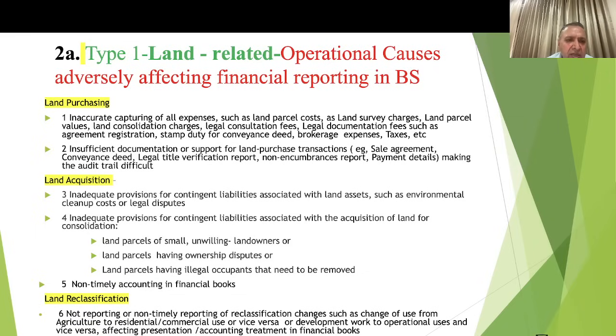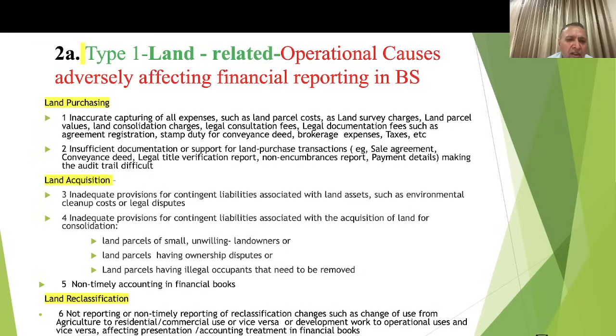Similarly, for land acquisition, inadequate provision for the contingent liability associated with the land assets such as environmental cleanup costs or legal dispute, these need to be properly accounted for. Similarly, inadequate provisions for contingent liabilities associated with the acquisition of the land for consolidation purpose, such as land parcels of small unwilling landowners, land parcels having ownership disputes, or land parcels having illegal occupants that need to be removed. So the cost of these need to be properly accounted.